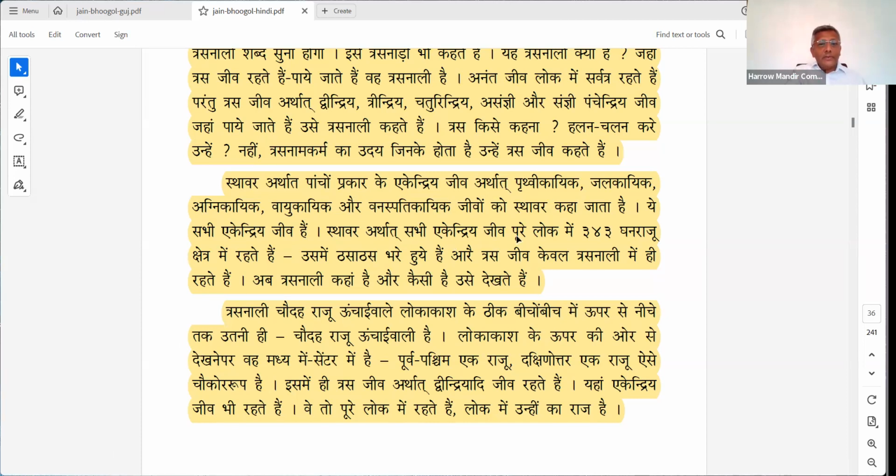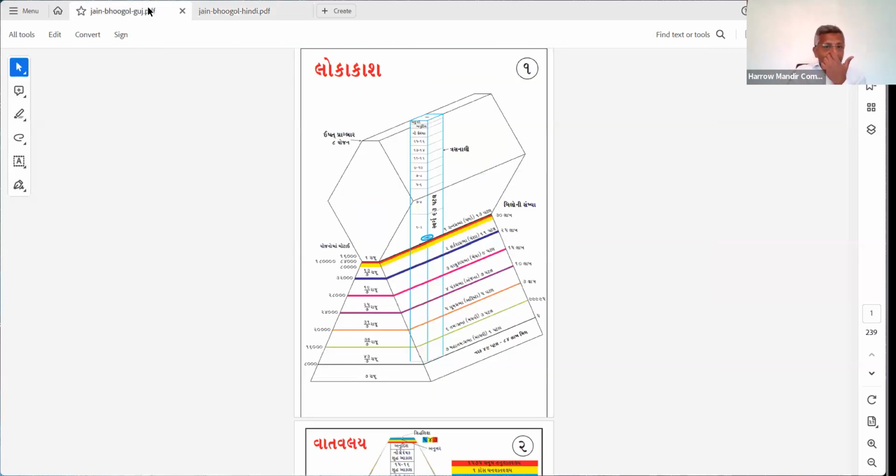Sthavar arthat sabhi ekendriya jeev pure lok mein 343 ghan raju kshetra mein rehte. We've seen that the whole area of the lok is 343 ghan rajus, cubic rajus. So they are found everywhere. Usme thasa thas bhare hue hai. Aur thrust jeev keval thrust nali mein hi rehte hai. Ab thrust nali kahan hai? Aur kaisi hai, use dekhte hain. We've already seen the measurements. If you just have a look at the thrust nali, just to refresh ourselves, this thrust nali is the column in between. It's one raju by one raju by 14 rajus. That's where the thrust jeev reside.